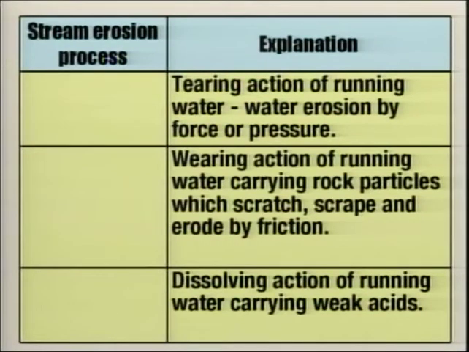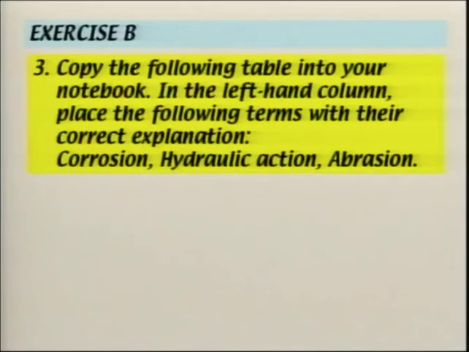Okay, again, we go back to the instruction for this particular table so you know exactly what you're supposed to do. In the left-hand column, all you have to do is you place the correct term with the correct explanation. And the terms are corrosion, hydraulic action, and abrasion. So you have 3 words for the second table.